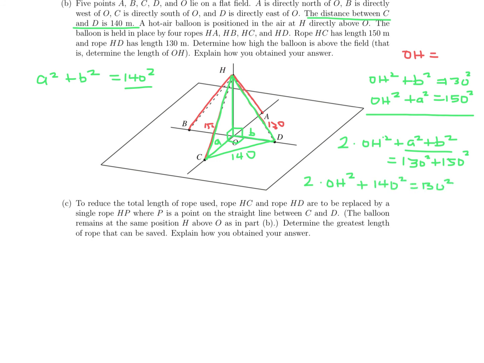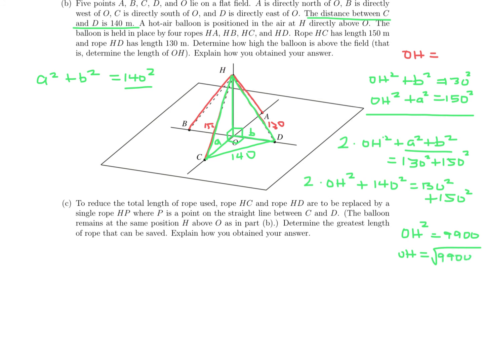And now you just have to crunch out these numbers. I'm sure you can do that, so I'll let you do it. When you do, you'll get a final value of OH squared is equal to 9900, and therefore OH is the root of that.